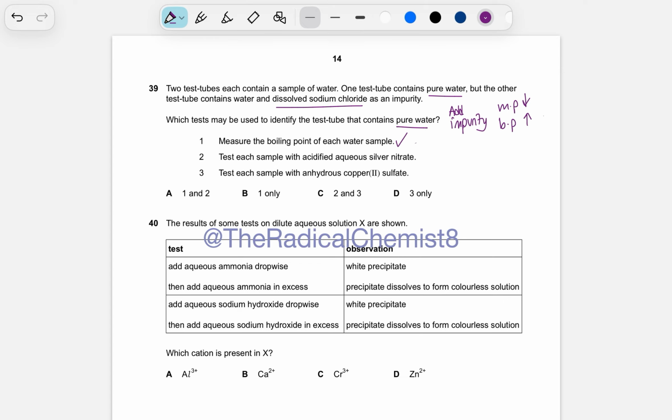Then test each sample with acidified aqueous silver nitrate. Well, silver nitrate is a test for halide. And our impurity is sodium chloride. So this will give a white precipitate with the sodium chloride, and no precipitate or no visible reaction with the pure water. So yep. Test each sample with anhydrous copper sulfate. Well, anhydrous copper sulfate is a test for water. Both of your samples contain water, so it will give you positive for both. So your answer is 1 and 2, therefore A.